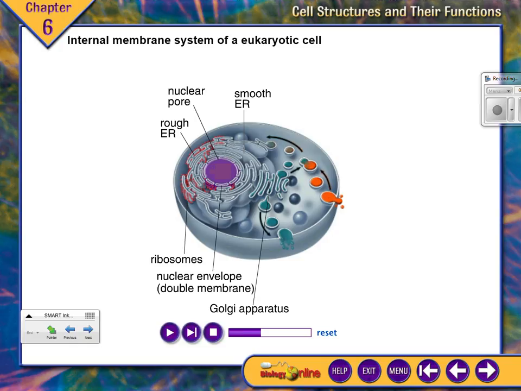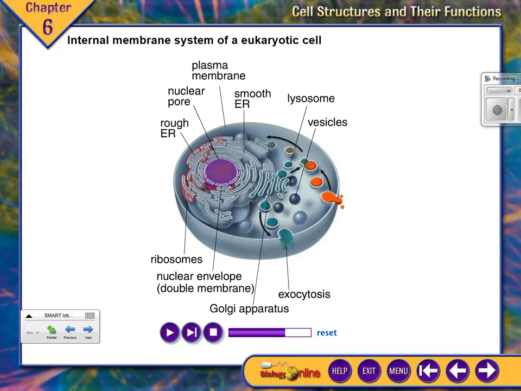As material passes through these compartments, it is packaged in spherical, membrane-enclosed vesicles that appear to pinch off of the Golgi membranes. The vesicles can fuse with the plasma membrane, releasing their contents outside of the cell. Some vesicles deliver their contents to other organelles. Together, the ER, Golgi apparatus, and vesicles form a connected internal membrane system.